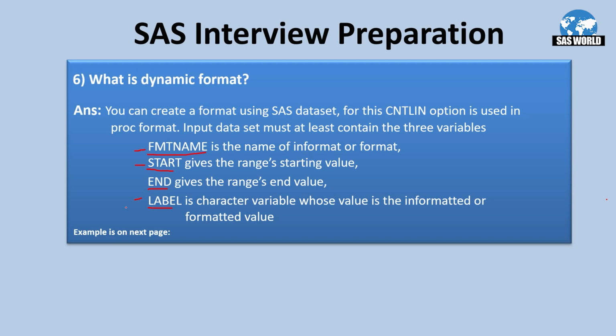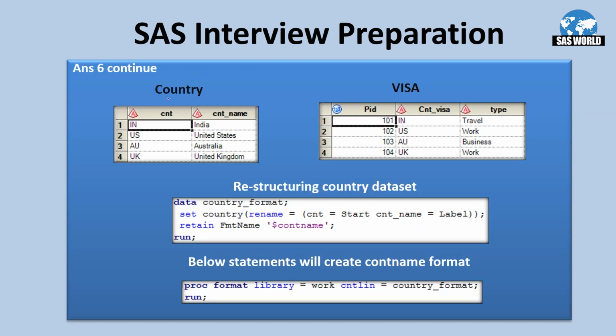Let's understand this with an example. We have a dataset named country, and in that dataset we have two-character country abbreviations: IN, US, AU, UK. I have shown here only 4 observations. There may be 200 or more observations based on the number of countries. So IN is India, US is United States, AU is Australia, UK is United Kingdom. We want to create a format using this dataset. As I explained previously, we need to structure this dataset in such a way that it will contain 3 variables. So we need to rename or restructure this dataset to include those 3 variables.